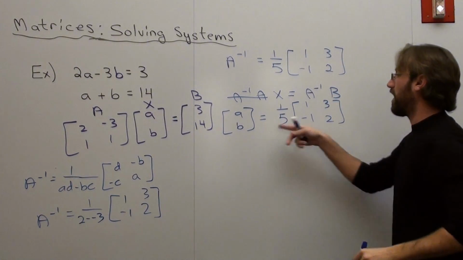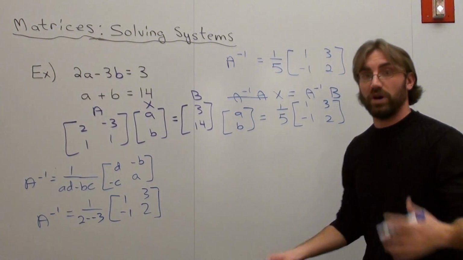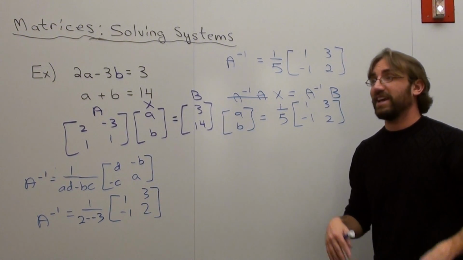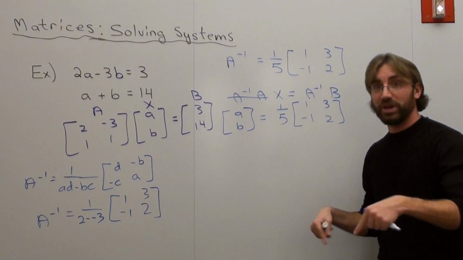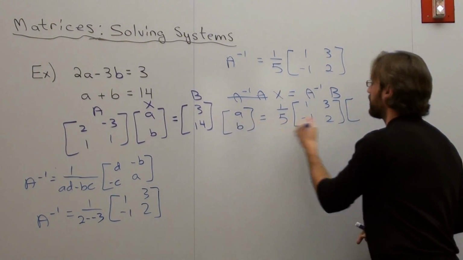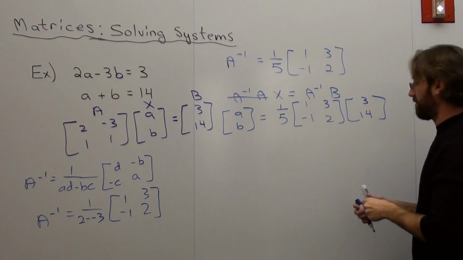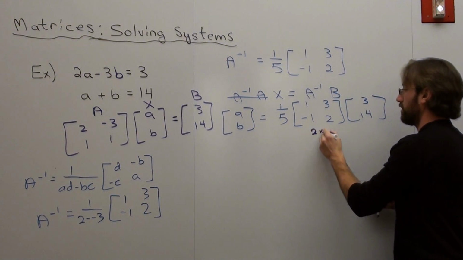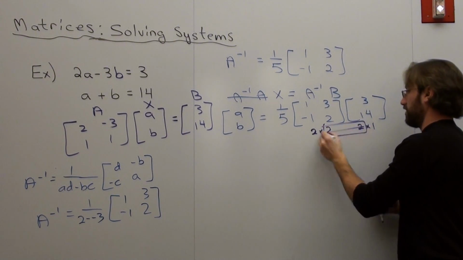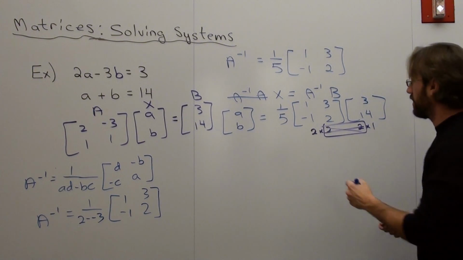You might be asking why I didn't distribute the 1/5. I'll tell you why, because I don't want to. If I distribute the 1/5, then I'm going to be working with all 4 fractions. I don't want to do that yet. It's annoying to me. I'm going to multiply by the B matrix, which is 3, 14. And I can multiply it because this is 2 by 2, and this is 2 by 1. That's going to create a 2 by 1 matrix. So we'll see what happens.